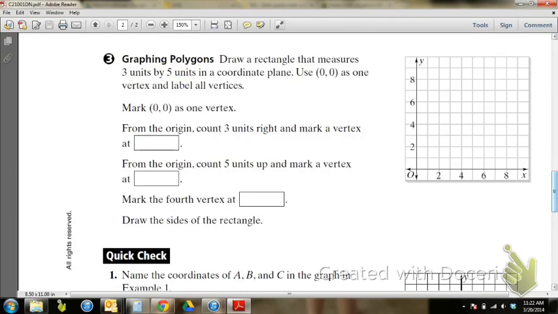Okay, now they want us to draw a rectangle. Draw a rectangle that measures 3 units by 5 units in a coordinate plane. Use 0, 0, that's the origin, as one vertex and label all the vertices. So, step 1, mark 0, 0 as a vertex. So put 0, 0. From the origin, count 3 to the right and mark a vertex. So 1, 2, 3. Now to get to this point, I went 3 to the right, and I didn't go up or down any, so the coordinates are 3, 0.